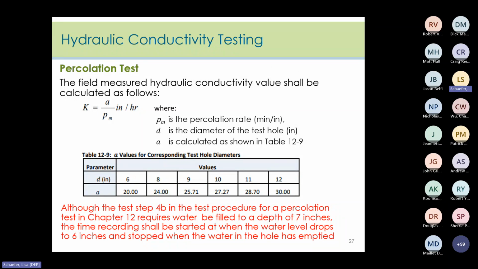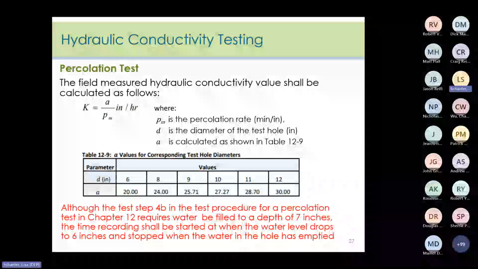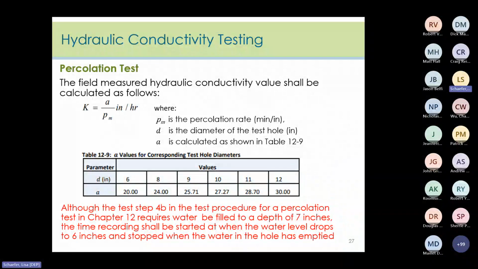I want you to take note that although step 4B in the test procedure for a PERC test requires one to fill the water to a depth of 7 inches, the time of recording is started when the water level drops to 6 inches, not 26, but down to 6 inches, and stopped when the water in the hole has emptied. So you fill it, you watch it. When you hit 6 inches, you go.